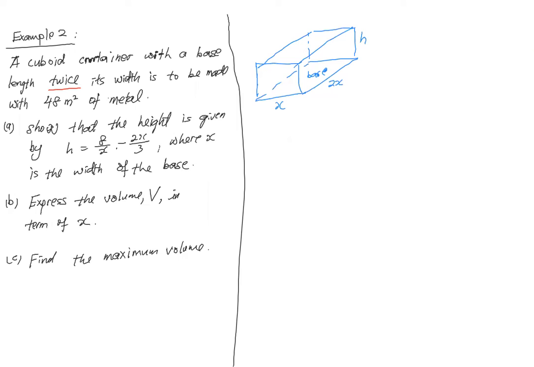Okay, so now what should I do for part A? They talk about a cuboid container. So how are you going to use this? So what does this represent? What is 48 meters square? It's a closed container. The container is closed. Okay. What is 48 meters square?